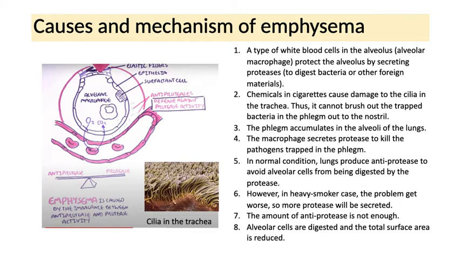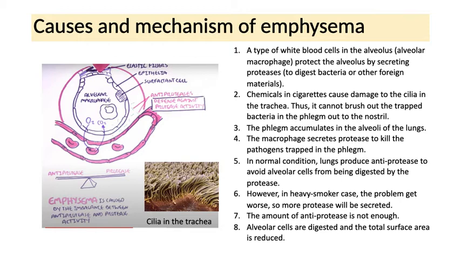Of course, step number 4, the macrophage starts to do its job by secreting protease to kill the pathogens or the foreign materials that are trapped in the phlegm. In normal conditions, lungs produce anti-protease to protect alveolar cells from being digested by the protease. Remember, alveoli are also made of cells that consist of protein. So that's why you can see from the diagram there are what we call anti-proteases that defend against protease activity.